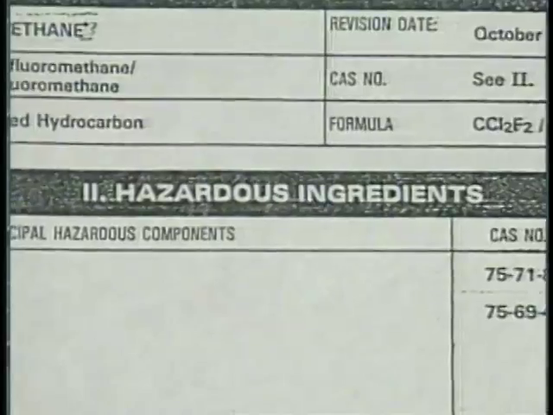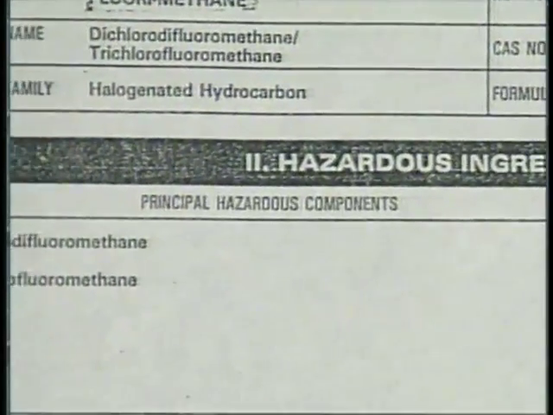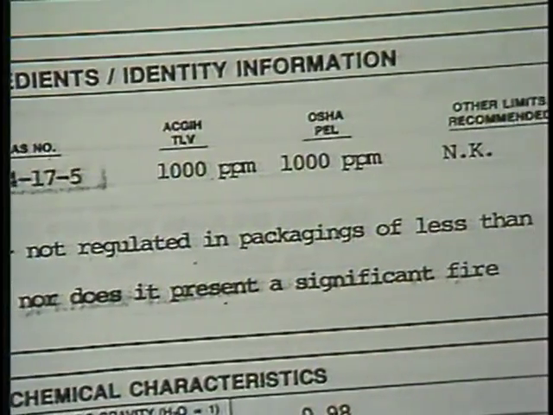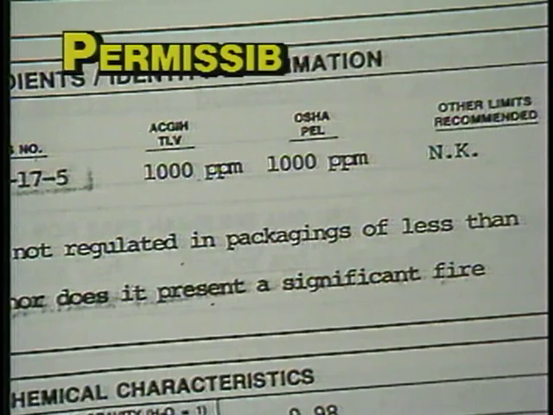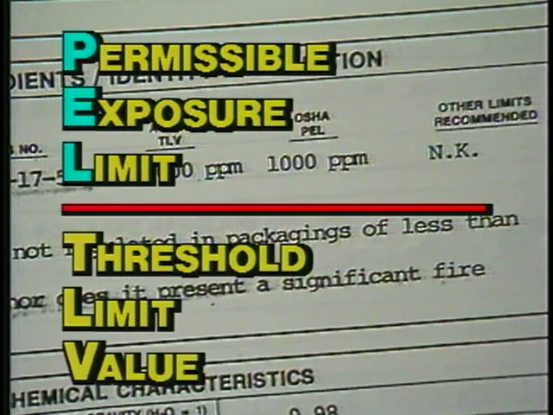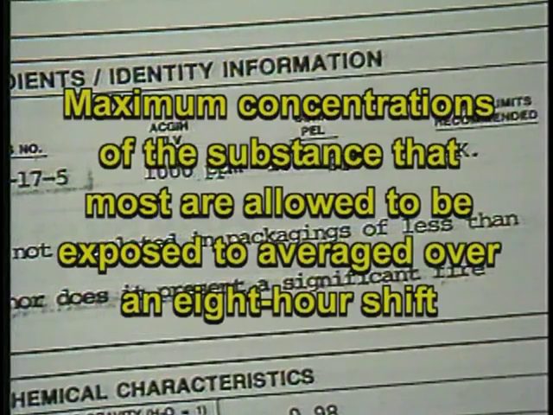A second section lists hazardous ingredients of the chemical that can harm you. It also gives the concentration of the chemical to which you can be safely exposed. Look for key terms like permissible exposure limits, PELs, or threshold limit value, TLVs, the maximum concentrations of the substance that most are allowed to be exposed to, averaged over an 8-hour work shift.